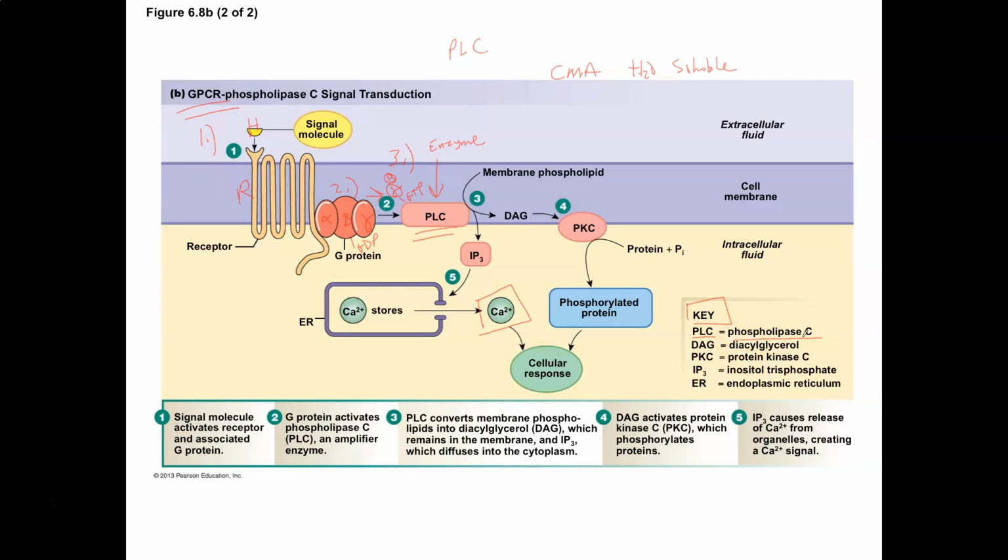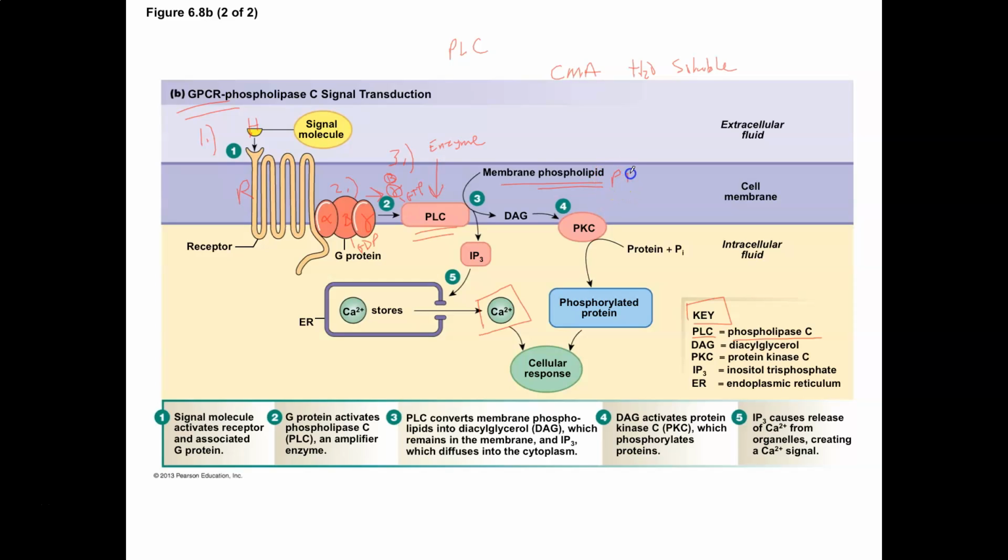So all these acronyms have names for them. So what does the phospholipase C do? Well, this particular enzyme is going to take a phospholipid. Our cell membranes are made of phospholipids. It's going to take a particular phospholipid.